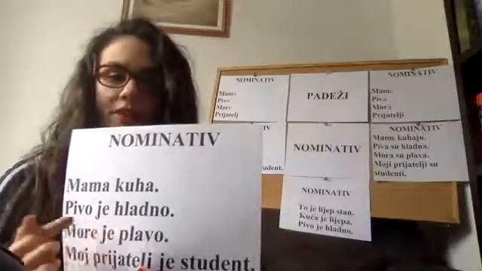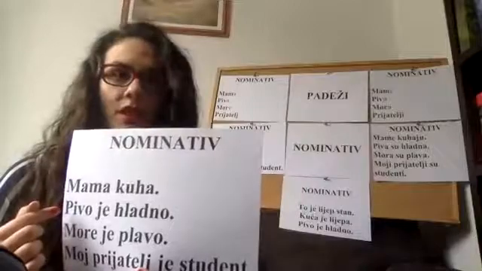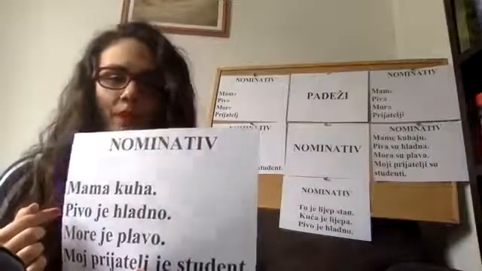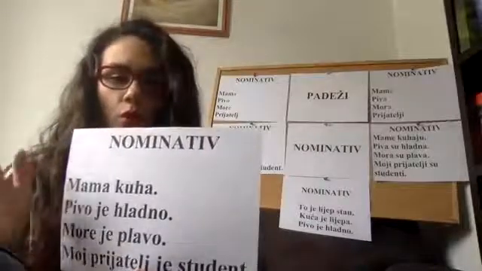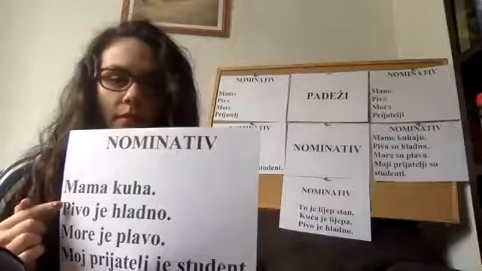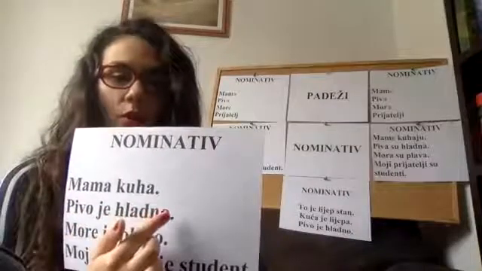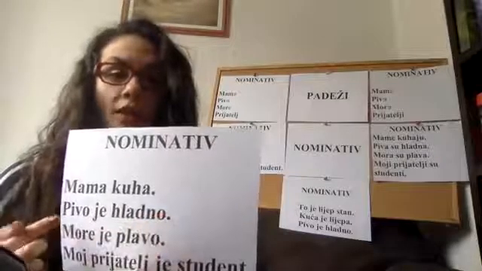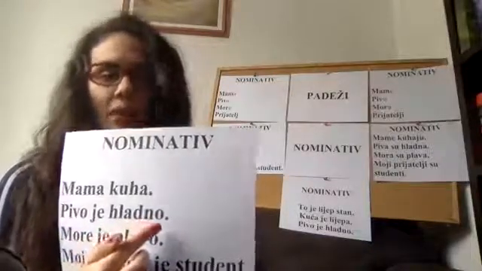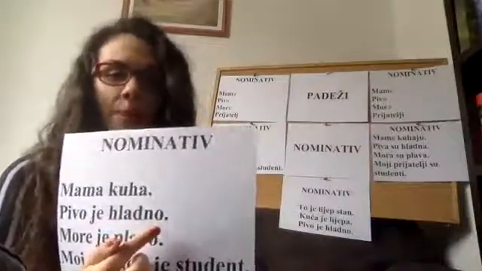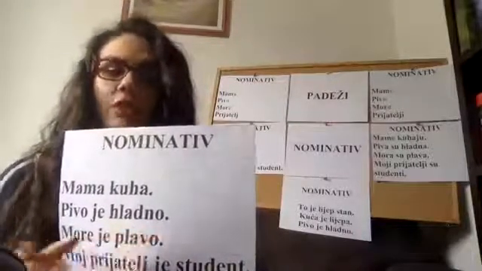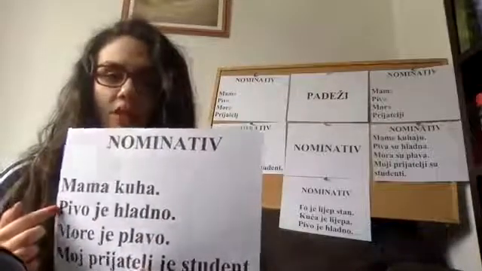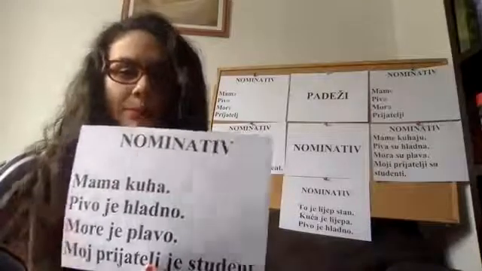Pivo je hladno. For example, if here we would want to say something in feminine, like kuća, then this would also be in feminine and both would end with a. Kuća je hladna. Kuća je hladna, for example. So don't forget to match the gender in the sentence according to the subject.